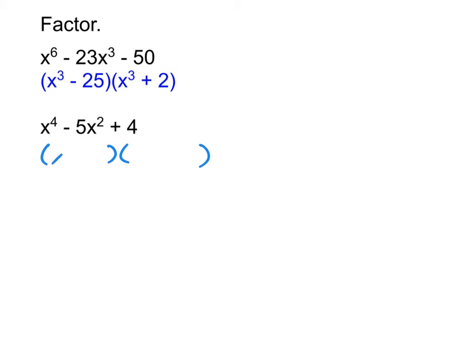But instead of starting each parenthesis with x, what will I instead start them with? X squared, exactly. So it's going to be x squared and x squared. And then I look and figure out, okay, what are the two numbers that add to negative 5 and multiply to 4? What are those two numbers? Negative 4 and negative 1.